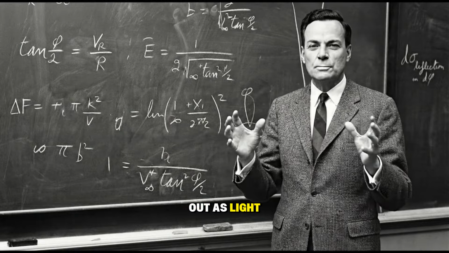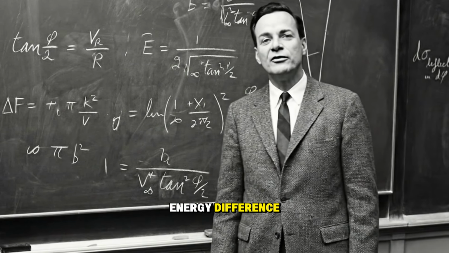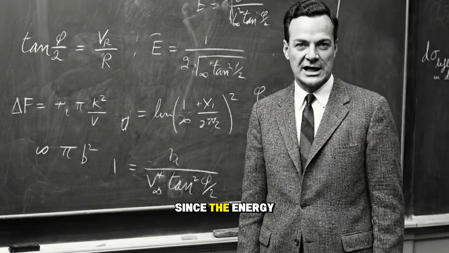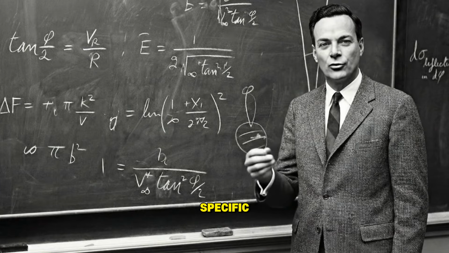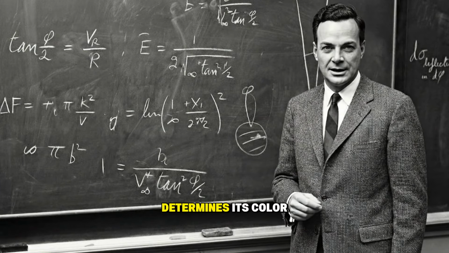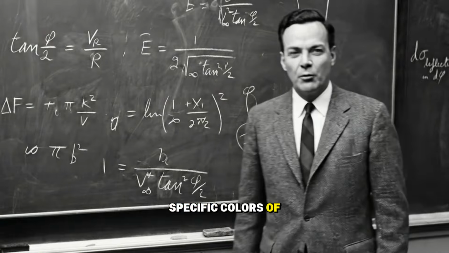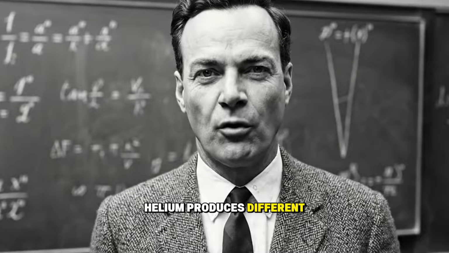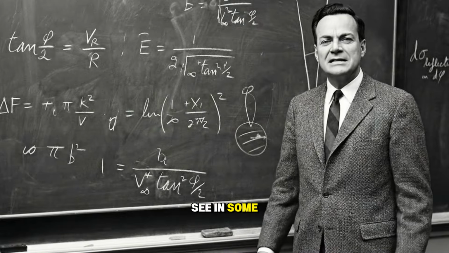It comes out as light, a photon, and the photon carries exactly the energy difference between the two levels, not approximately, exactly. Since the energy levels are specific, the energy of the photon is specific, and the energy of a photon determines its color. So each type of atom produces specific colors of light. Hydrogen produces certain colors. Helium produces different colors. Sodium produces that yellow-orange glow you see in some street lamps.